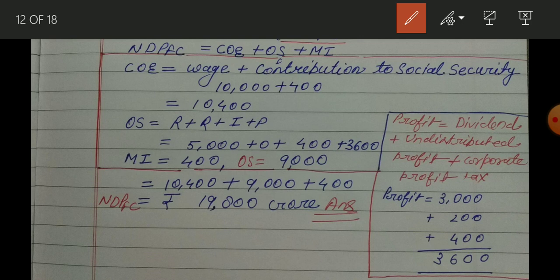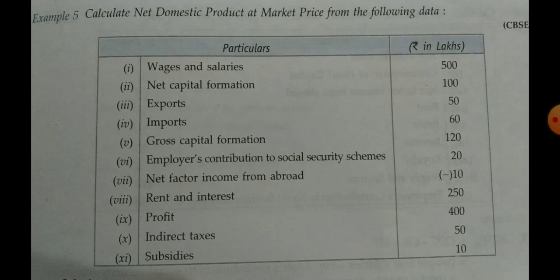Okay, now we are moving to another question. In this question we have to find out NDP/MP. When we use the income method, what do we get? NDP/FC. And what do we have to calculate? NDP/MP. So when we are moving from FC to MP, we have to add NIT, net indirect tax. Okay, so let me start. First of all, note down the question. I am giving you a few minutes.